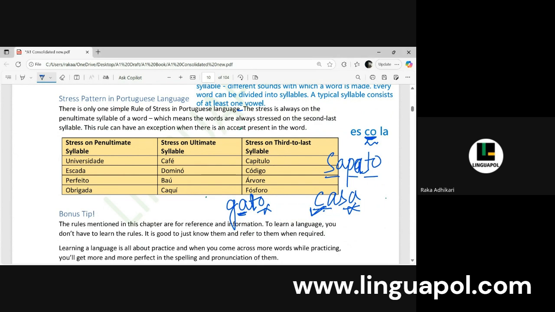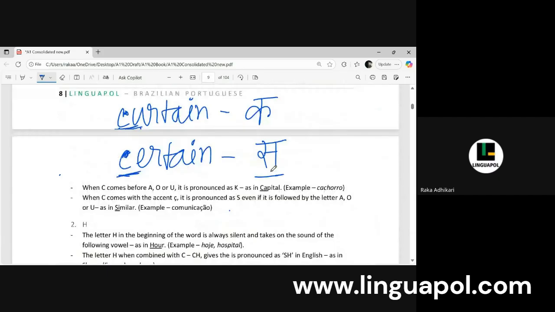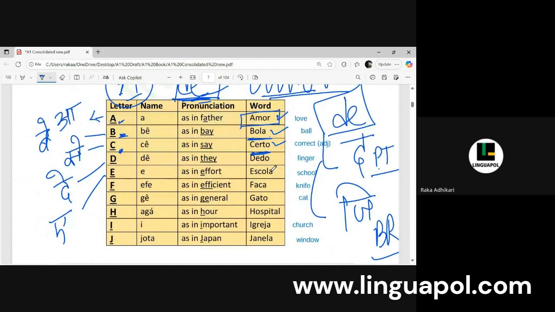So your only job right now, your only homework, is to go through all the words that you have learned in the alphabet and make sure you pronounce them correctly. Like this one has two syllables, a-mor. So it is amor. This one has two syllables, bo, la. We'll put stress on the second last. So bola.